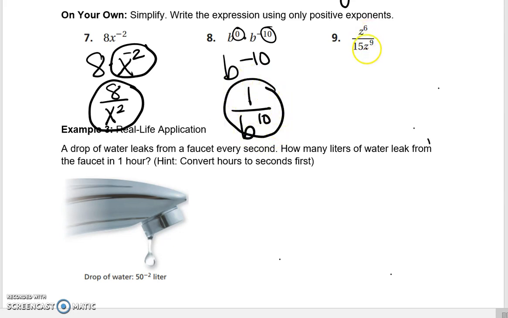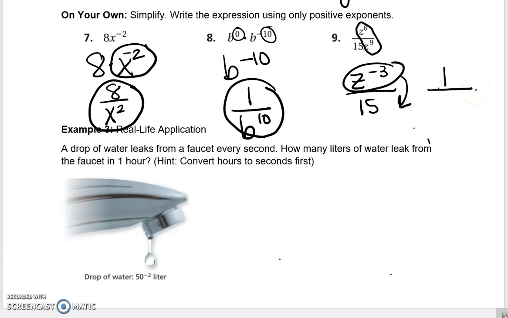Number 9, this is tricky because this 15 has been throwing some people off. Really just a 15 in the denominator. Don't worry about it until you do your z's. So 6 minus 9 is negative 3, so this is z to the negative 3 over 15. Z to the negative 3 needs to be sent to the basement. What's left up top is 1. Really, there's nothing left. That means there's a 1 there. So 1 over 15z to the positive third.